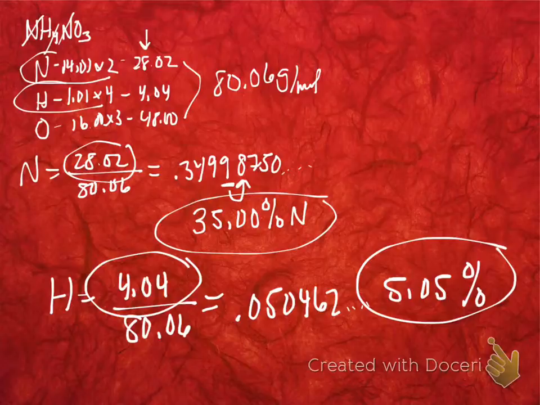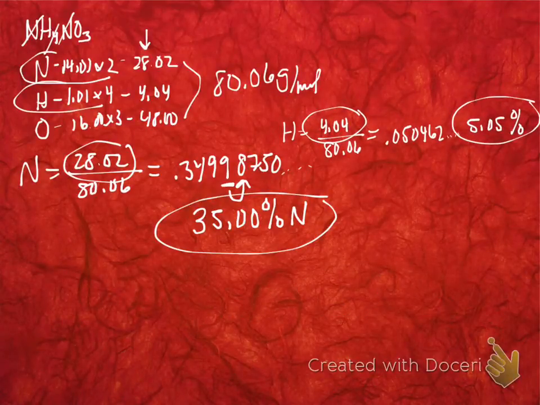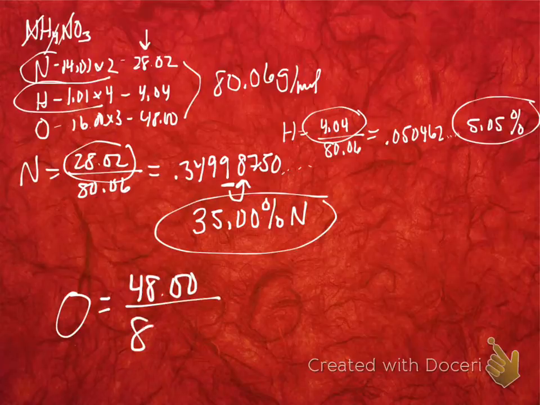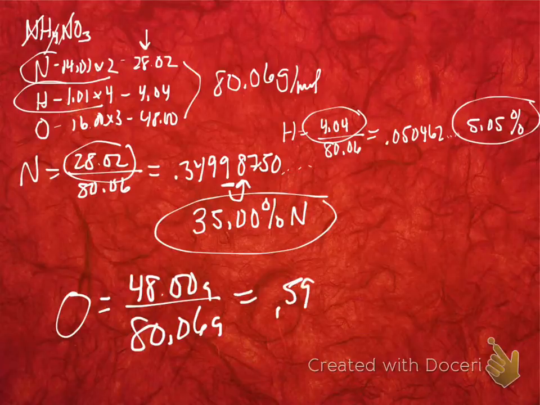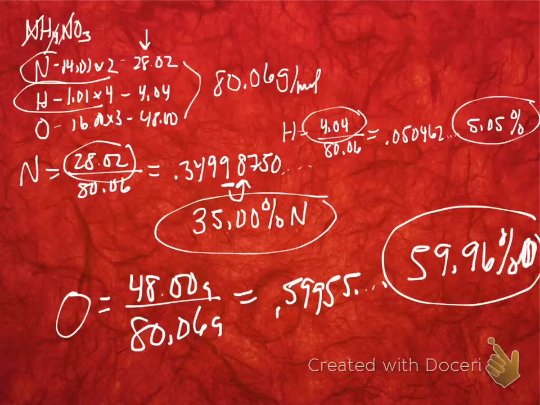Okay, and then last but not least, we have oxygen. Oopsie. Stick that up there. And oxygen, in every 1 mole of this stuff, we have 48 grams of oxygen to 80.06 grams of the total compound. We end up with 0.59955, etc. And it ends up being 59.96% oxygen. Okay?